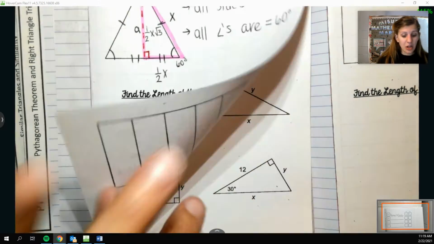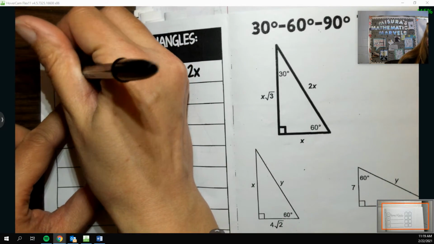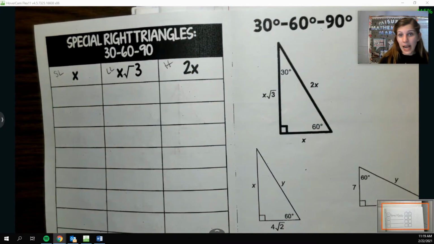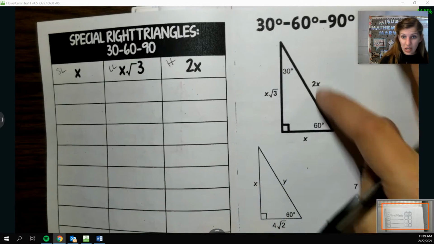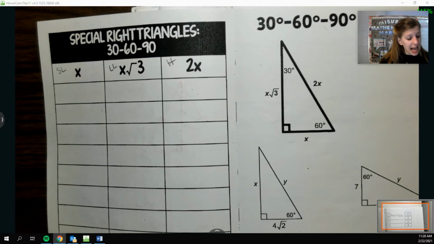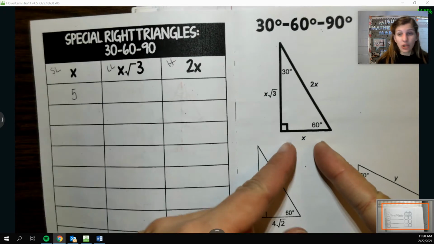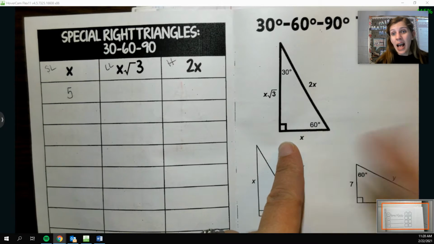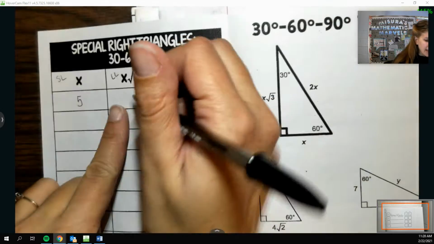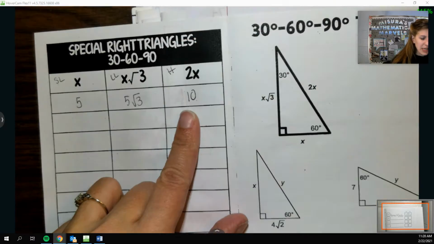So here's how the pattern goes. And we're just going to do a whole bunch of them. Again, if I have my short leg, long leg, hypotenuse, those were the lengths that we had just found on our 30, 60, 90 triangle. And if I know that x happens to actually be 5, so I know that the short leg of my right triangle is 5 units long, I can know the rest of them just by following the pattern. So your long leg would then be 5 root 3, and your hypotenuse would be 10.